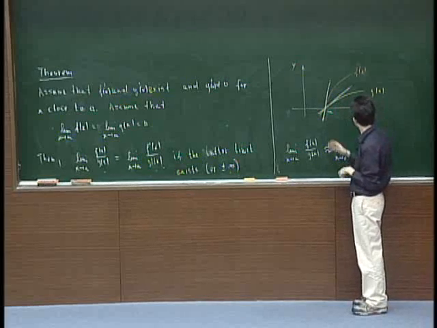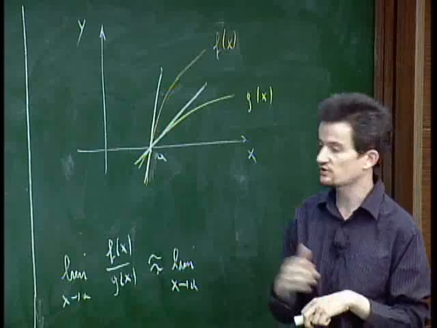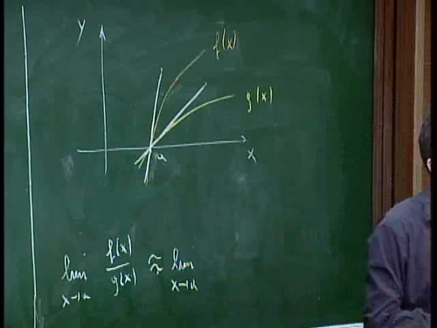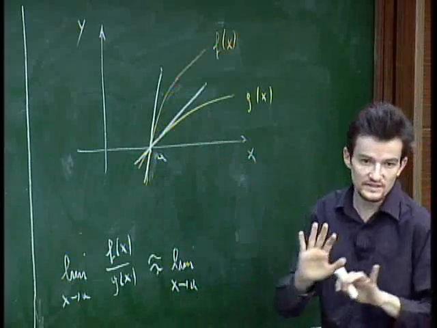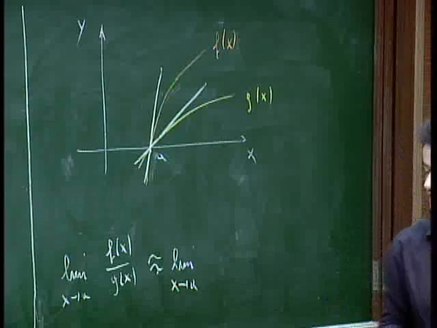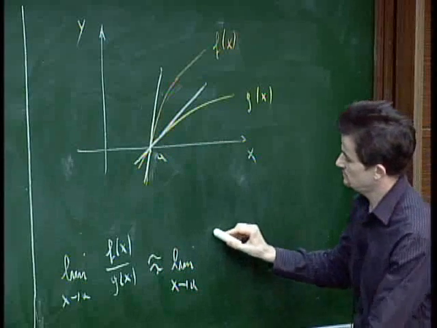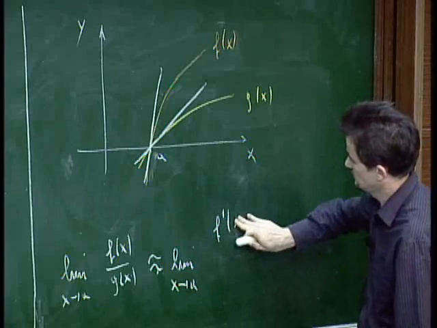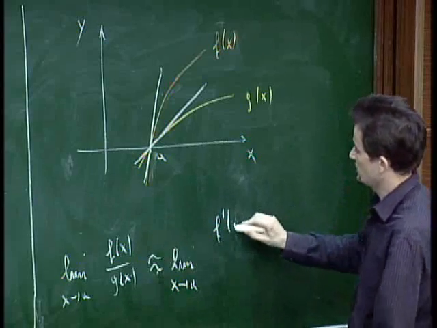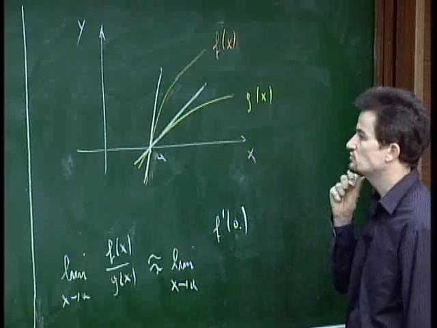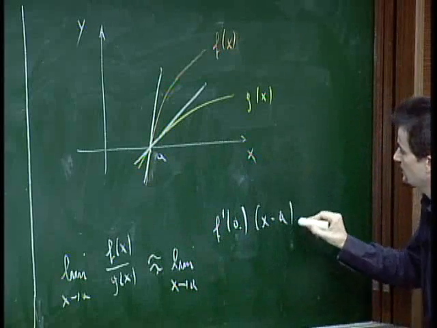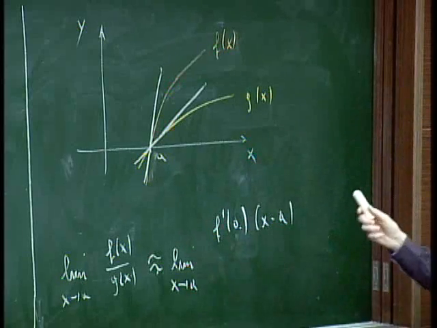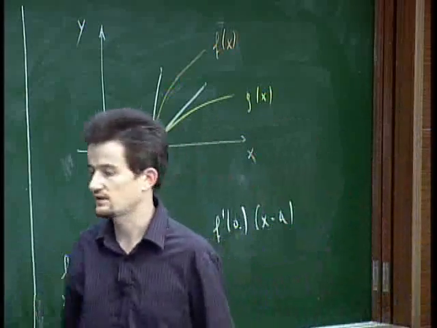So in other words, if you choose a smaller viewing rectangle in a graphing device, it should hold that what you see actually are just two lines. So you can replace f of x by the tangent to f at a, which is given by f prime of a times (x minus a) plus f of a, but f of a is equal to 0.